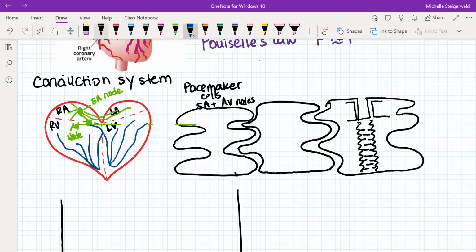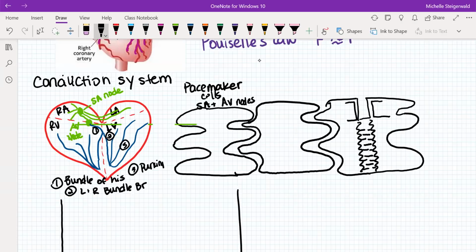Okay, so this first part here, I'm going to label 1, 2, and these are 3. 1 is going to be bundle of His. Then when it splits, we call it left and right bundle branches. And then 3 is going to be Purkinje fibers. We call these either conductile or sometimes transition cells.